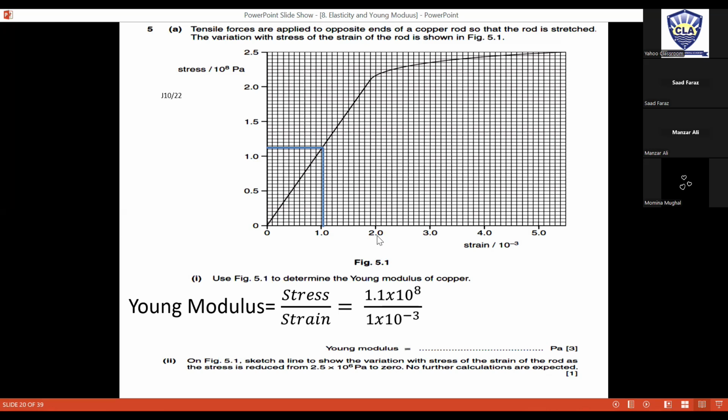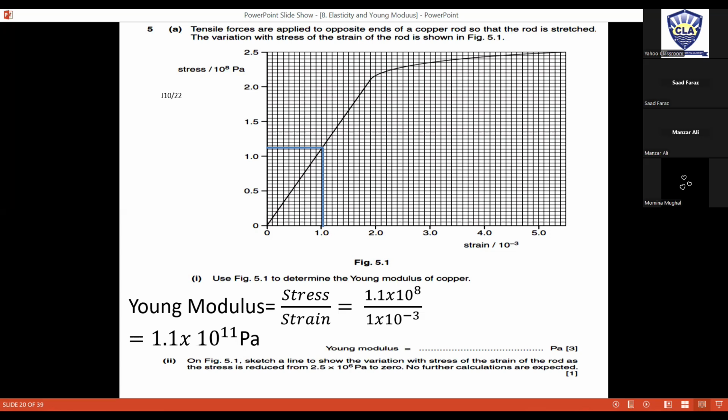But 2 also we cannot choose because 2 also goes beyond the limit of proportionality. So we have to remain within the limit of proportionality. So you can choose 1 or anything which is less than 2 because that will be within the limit of elasticity. I choose 1.1, divide by 1 in 10 raised to power. From here I have 1.1, and on the x-axis I have 1, 10 raised to power minus 3, 10 raised to power plus 8. You have to see what are the units that have been mentioned there. So you will get Young modulus by finding the gradient of this graph within the limit of proportionality.